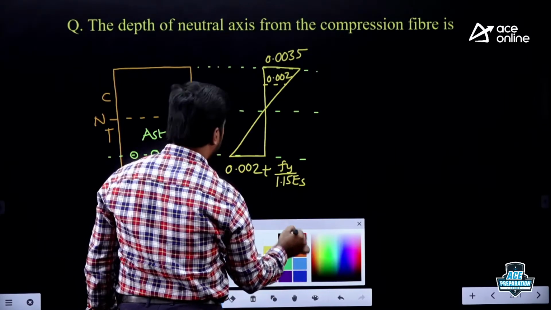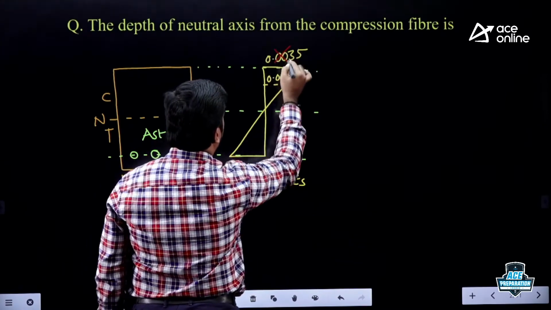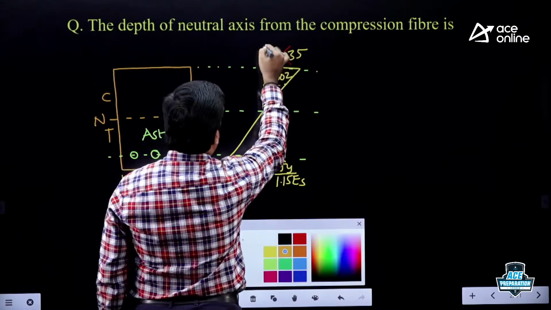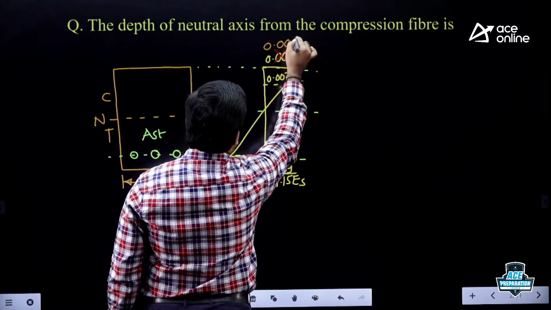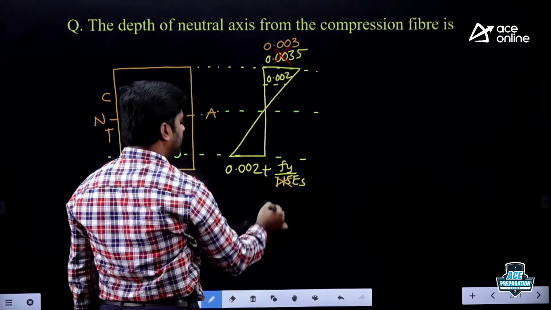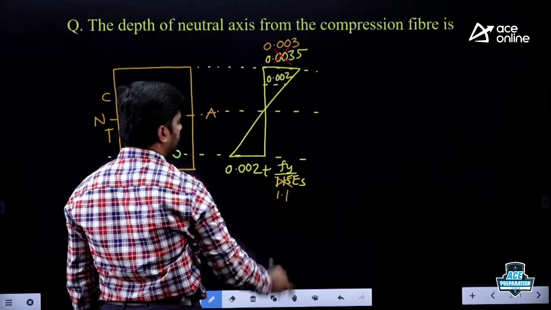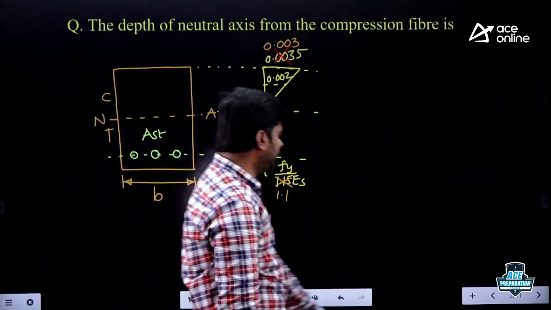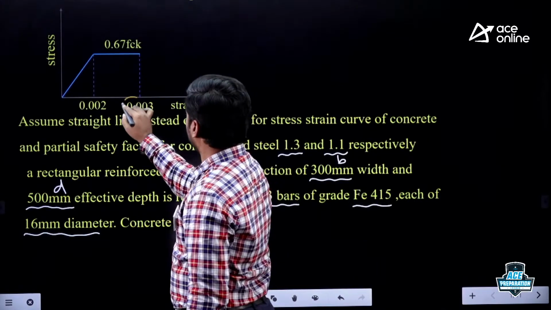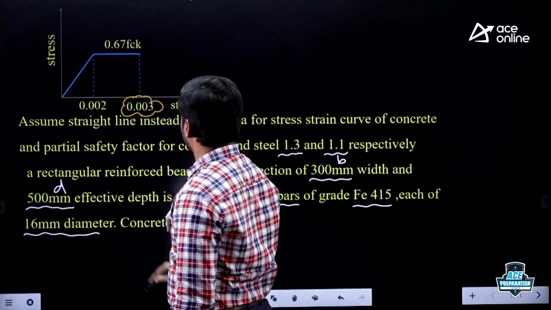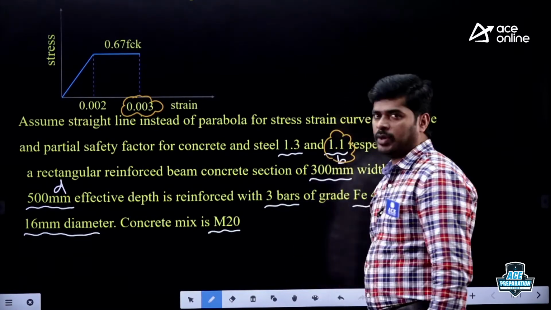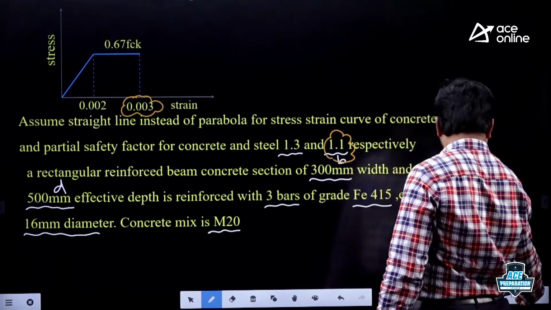Actually, it is modified. It is not 0.0035. Given that it is 0.003. Even the partial safety factor is also modified for steel, it is 1.1. Observe here, given 0.003 and partial safety factor given as 1.1. Then how is the stress diagram?